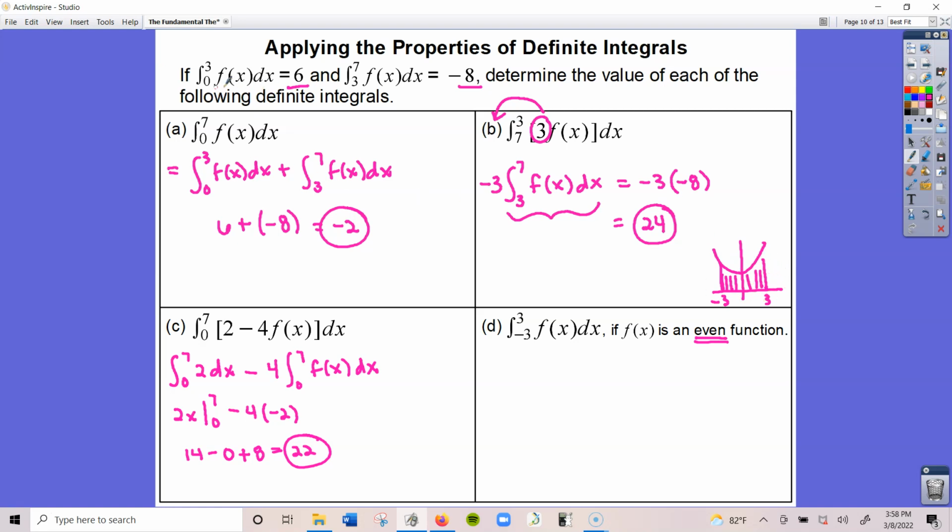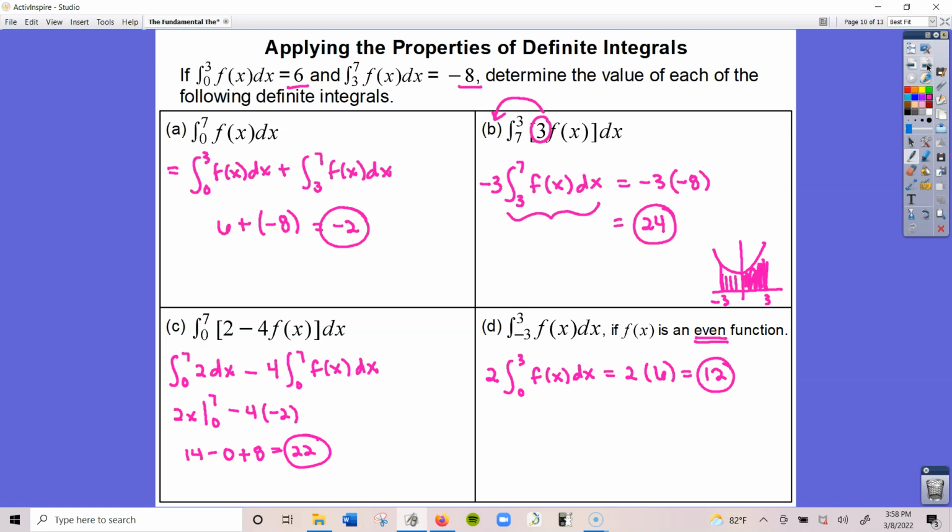And you'll notice that here we have from 0 to 3, which is this half here. So this is going to be 2, because again, the other side is identical, the integral of 0 to 3 of f of x dx. So we got 2, and that integral is 6. So 2 times 6 gives me 12.